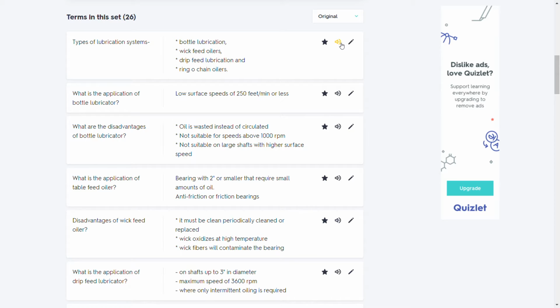Types of lubrication systems: bottle lubrication, wick feed oilers, drip feed lubrication, and ring or chain oilers. What is the application of a bottle lubricator? Low surface speeds of 250 feet per minute or less.